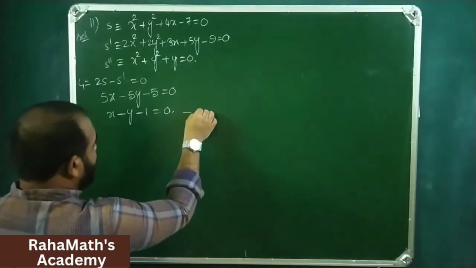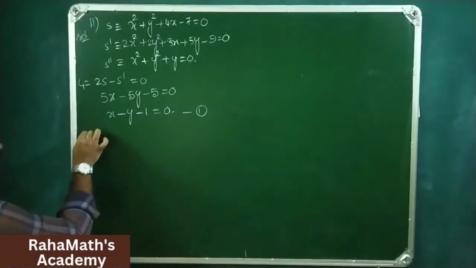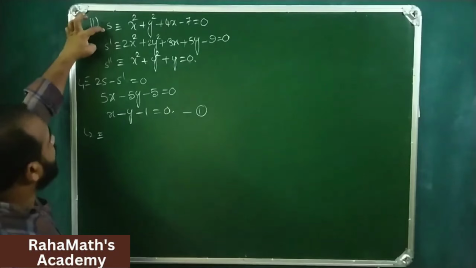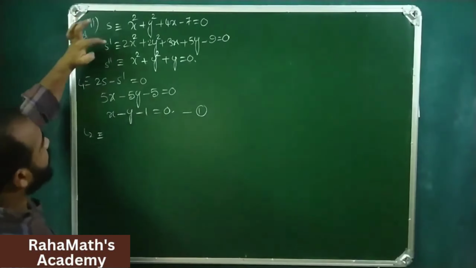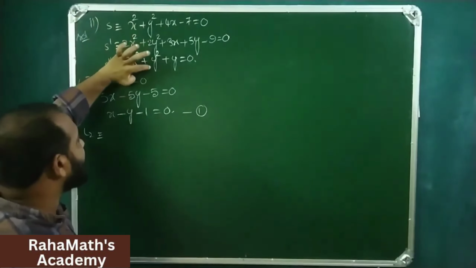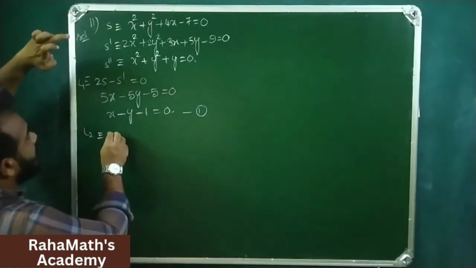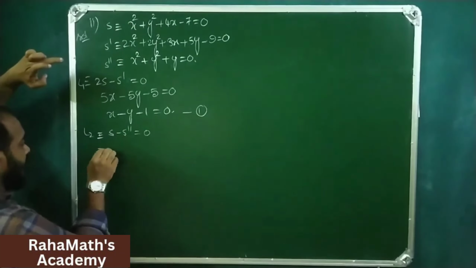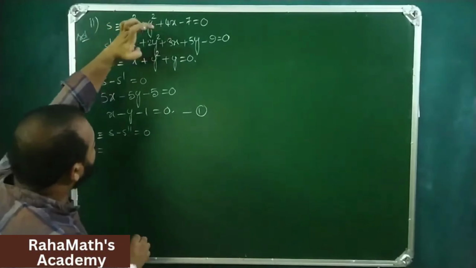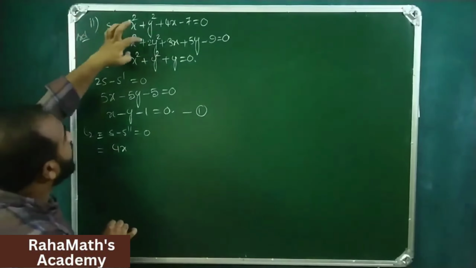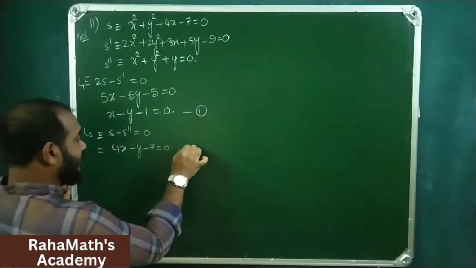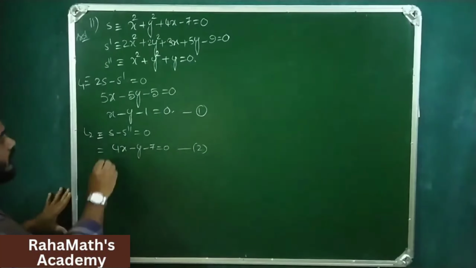So let us suppose that this is the first equation. And L2 is the difference of the first circle and the third circle. x square cancels, y square gets cancelled. Here, this is S minus S double dash equals 0 I'm taking. So this is 4x minus y minus 7 equals 0. Let us take this as the second equation.